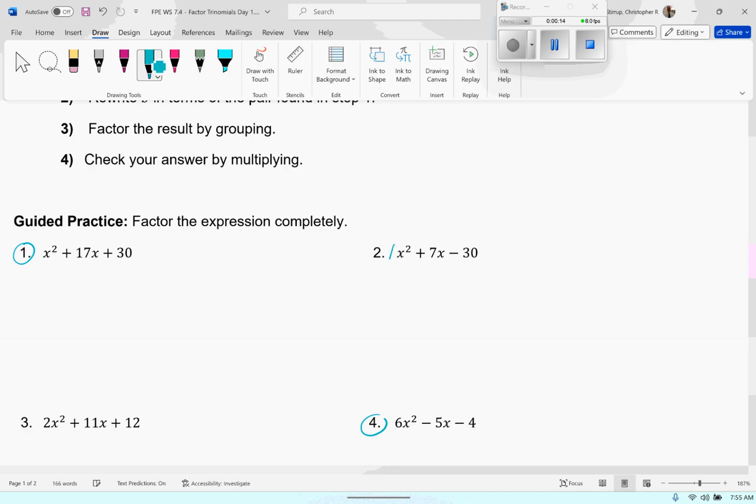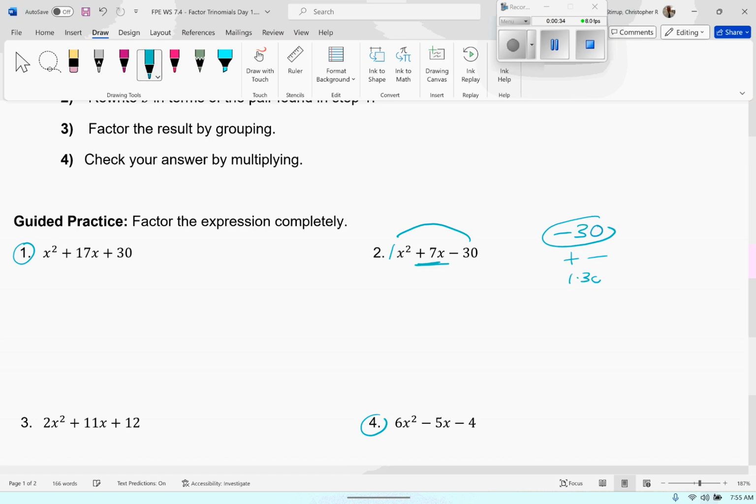So I know there's a 1 out front. Multiply those together, I get negative 30. In order to get a negative number when multiplying two numbers together, one has to be positive, one has to be negative. So I'm trying to figure out what two factors of 30 get multiplied together and would also add to be 7.